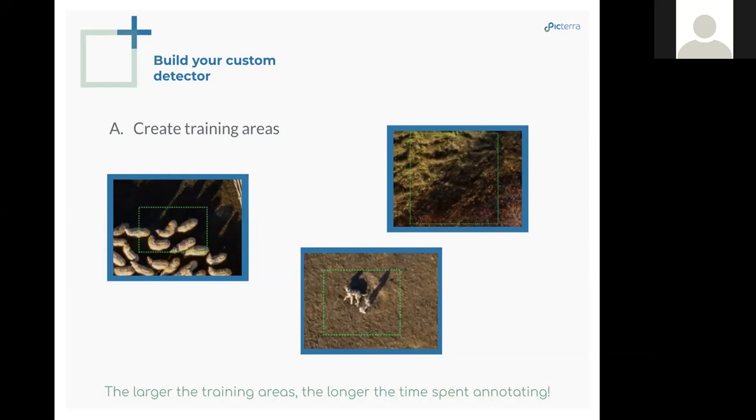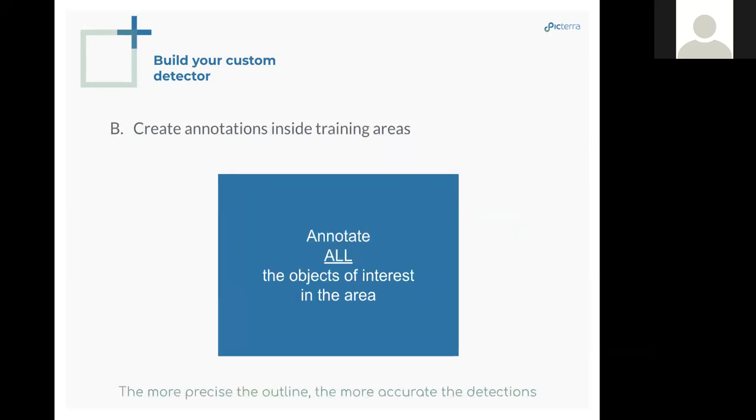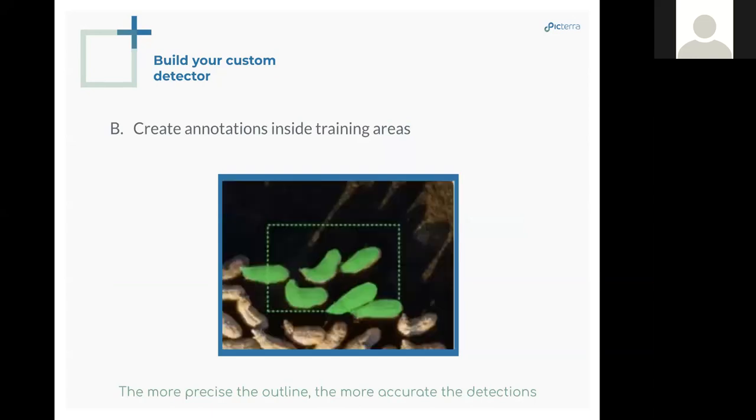So let's get to this annotation step. This is a summary of the different types of training areas you can create. So for the annotations, basically it's very straightforward. All you have to do is annotate all objects of interest inside your training areas. So here we've outlined the sheep. And in the other two training areas, as I said before, we're going to outline nothing. And these outlining tools are all in the platform itself, as you will see.